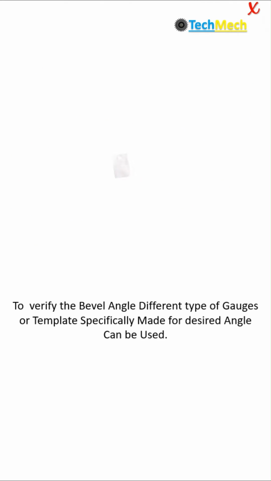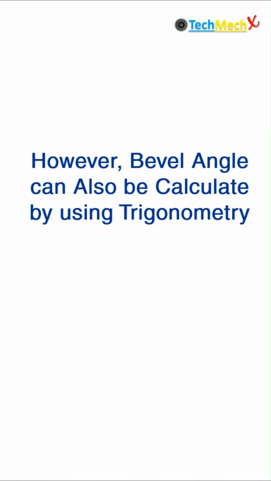To verify the bevel angle, different types of gauges or a template specifically made for the desired angle can be used. However, the bevel angle can also be calculated by using trigonometry. To learn more about this topic, let's assume we have a single bevel 12 mm thick pipe.